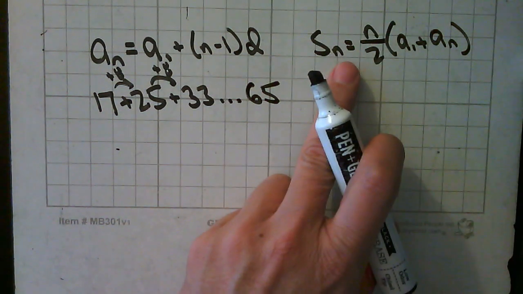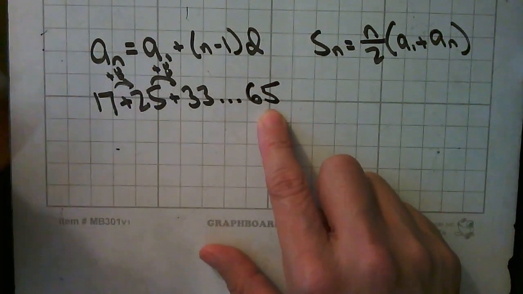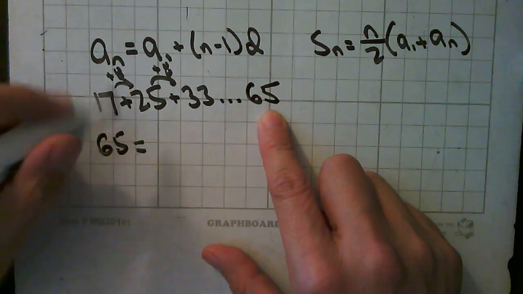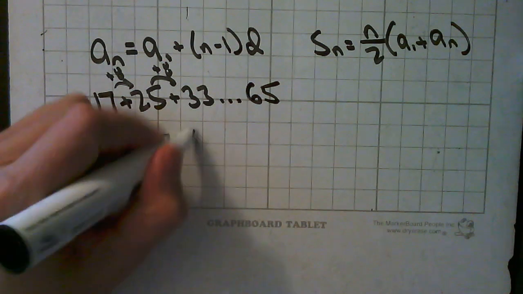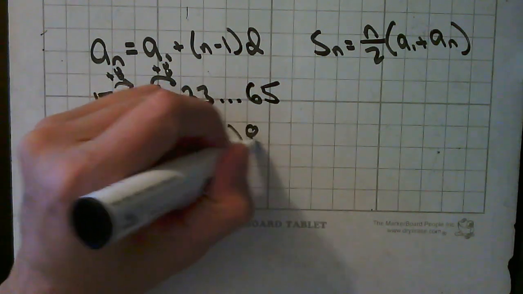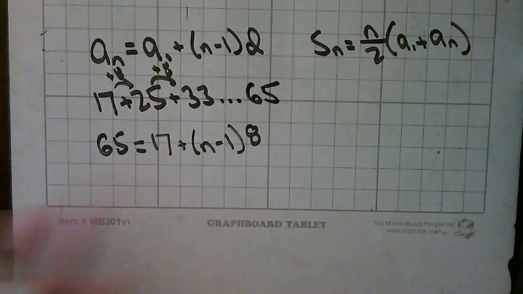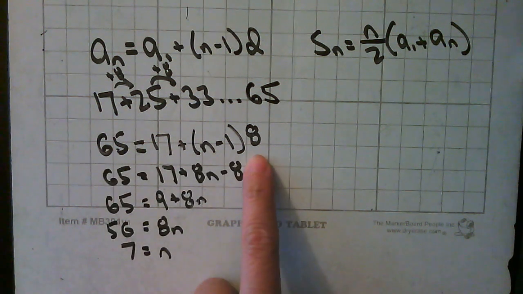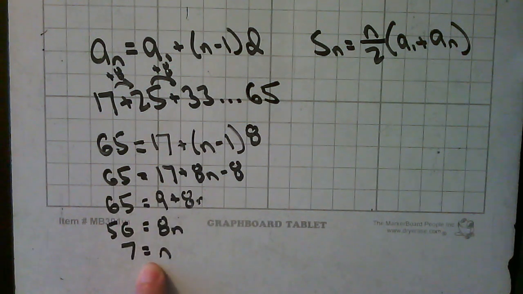So guess which formula we're going to use? We're going to use this one. So I'm going to go the last term here, 65 equals our first term plus, I'm going to leave this as n minus 1. We're going to try to solve for that. And we know the difference here is 8. Okay, so now we got a multi-step equation that we can solve. I'm going to pause and fast forward here. All right, so multi-step equation, I distribute the 8. And then we're just going to solve it down. We have n equals 7, so we have 7 terms here.